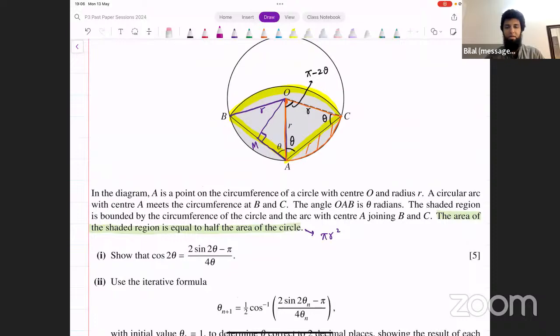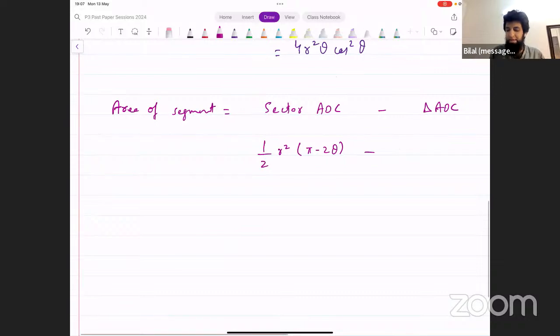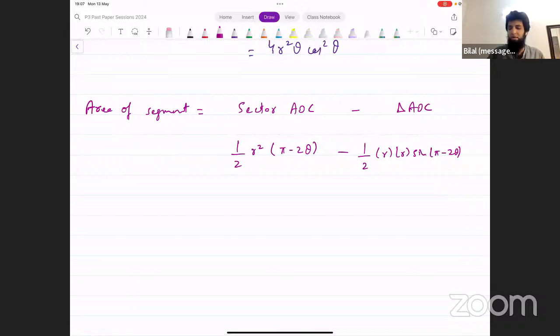How do you find the area of the triangle AOC? You know two lengths, R and R, and you know the angle between them. That's pi minus 2 theta. This area becomes half into R into R into sine of pi minus 2 theta. And that's what makes it slightly more complicated. If you know this identity, you can actually write it as sine 2 theta. Sine of pi minus 2 theta is the same thing as sine of 2 theta.